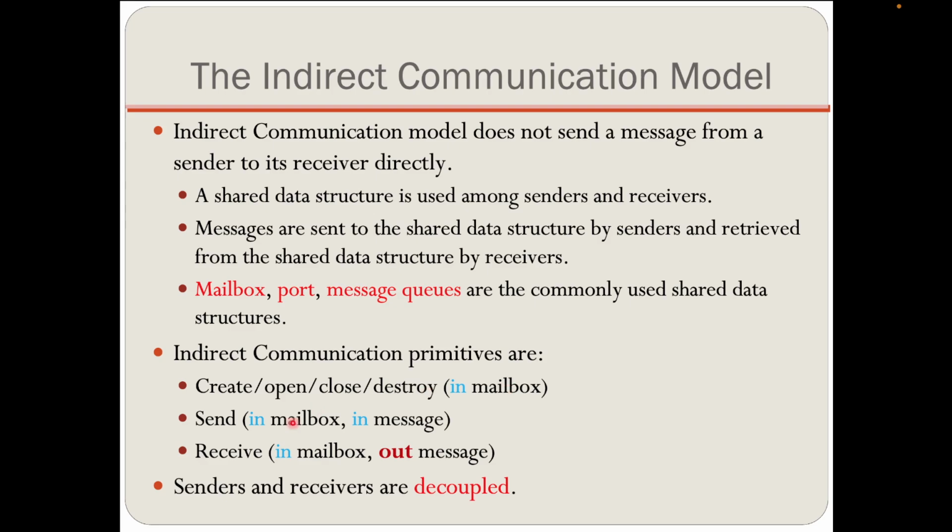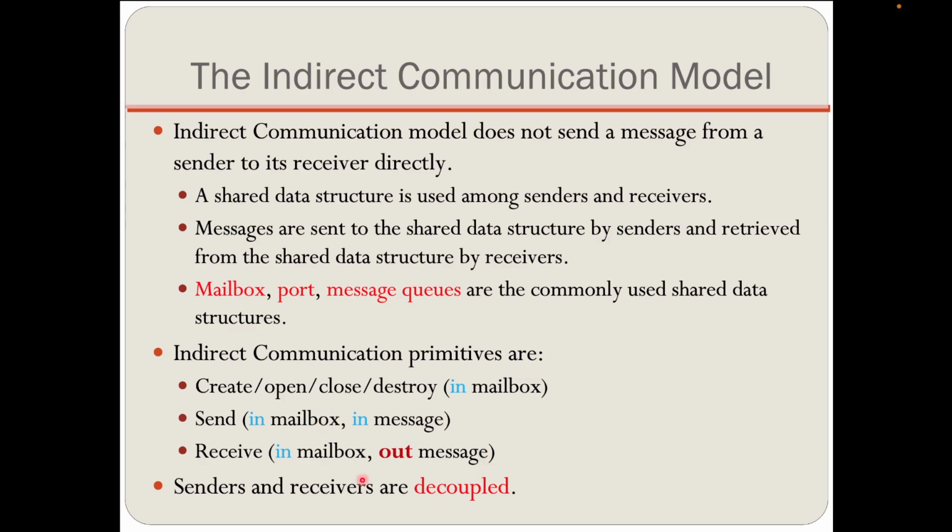That's all. The API for send will be something like: you specify the mailbox as an input argument and the message also. The receiver uses the specified mailbox as an input argument and the message as an output argument. In this way, the sender and receivers don't need to know each other. They only need to know this common data structure they would like to use.